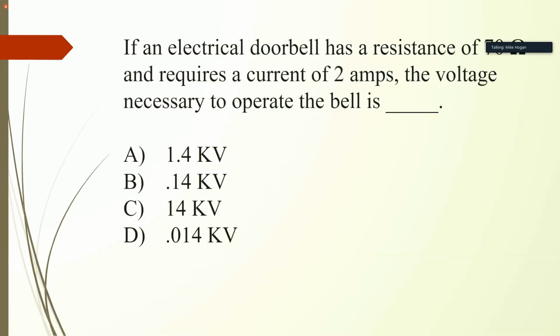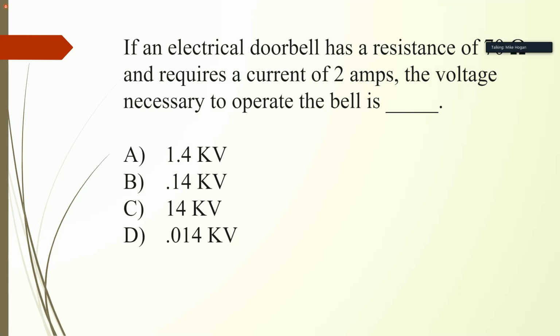An electrical doorbell has a resistance of 70 ohms and requires a current of 2 amps. What is the voltage necessary to operate the bell? We're going to use Ohm's law and calculate the voltage. Voltage is equal to current times resistance. What's our answer going to be here? You would do 2 divided by 70? No, 70 divided by 2? Is that what you're saying?